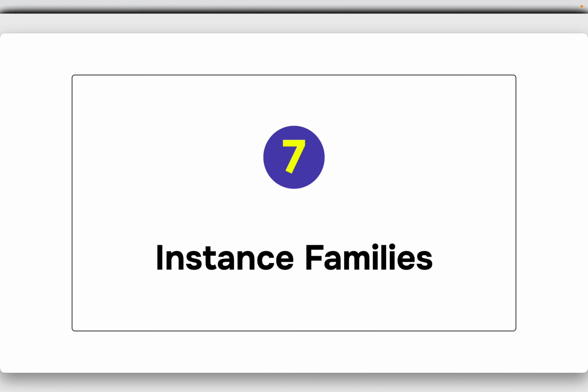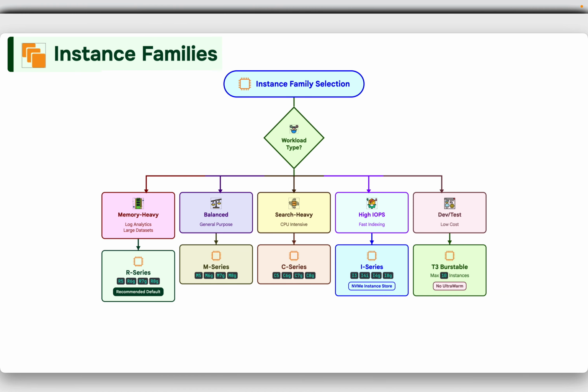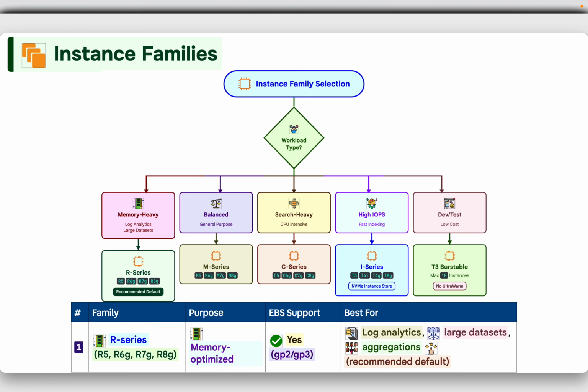7th topic is instance families. The diagram shows instance family selection based on workload type. You have memory heavy, balanced, search heavy, high IOPS, and dev and test. So R series includes R5, R6G, R7G, R8G. These are memory optimized instances with EBS support using GP2 or GP3. They are best for log analytics, large datasets, and aggregations. R series is the recommended default.